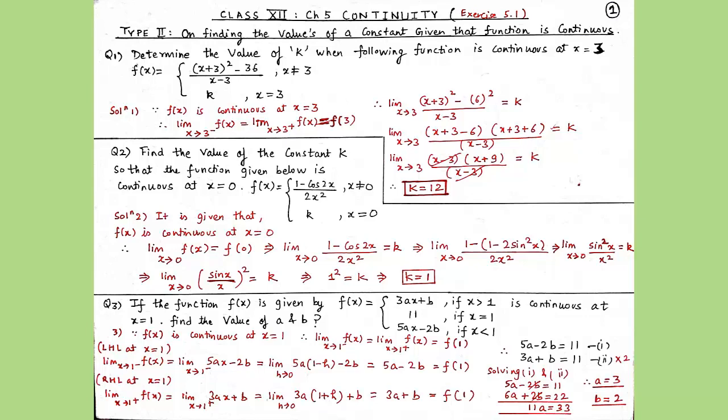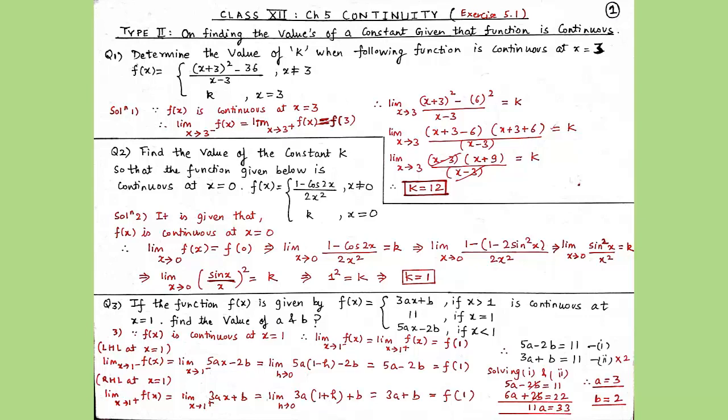And now we will check the right hand limit at x equal to 1. So from here we can write this as limit x tends to 1 plus f(x), and this is equal to limit x tends to 1 plus, and we know that according to our function, f(x) gives us 3ax plus b if x is greater than 1. So students, in place of f(x) we will write 3ax plus b, and now in place of x we will write 1 plus h.